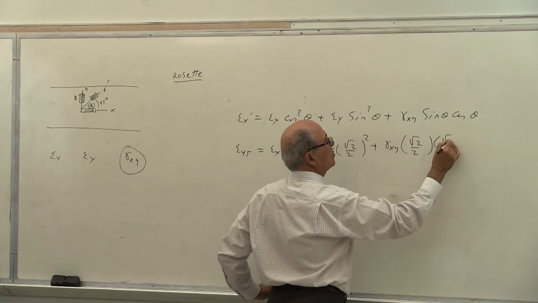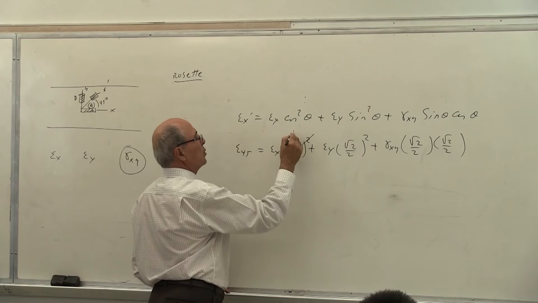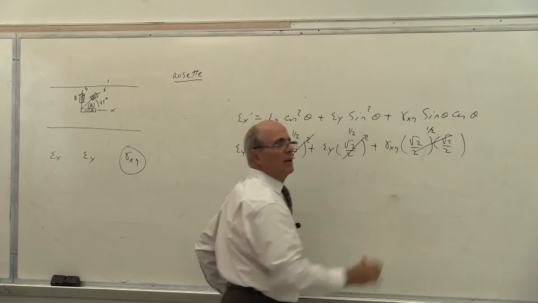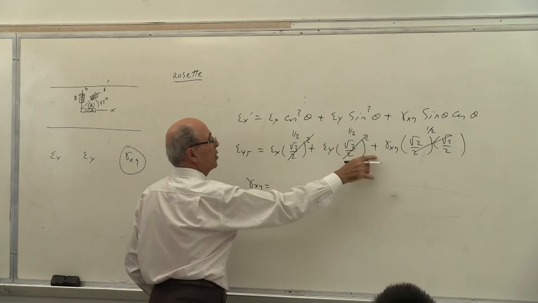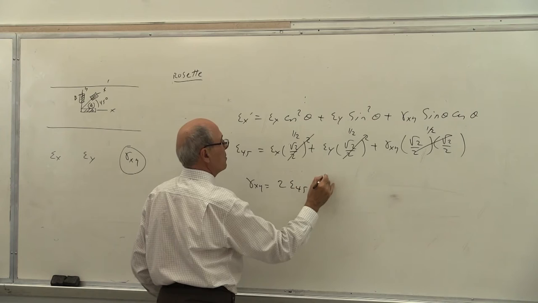As you see, this ends up to be 1/2. This ends up to be 1/2. Of course, this 2 ends up to be 1/2. Therefore, from here, I can calculate gamma xy. Gamma xy, which is here, this 2 and this 2, 2 goes there, become 2 epsilon 45 minus, because these are going to the other side, minus epsilon x plus epsilon y.